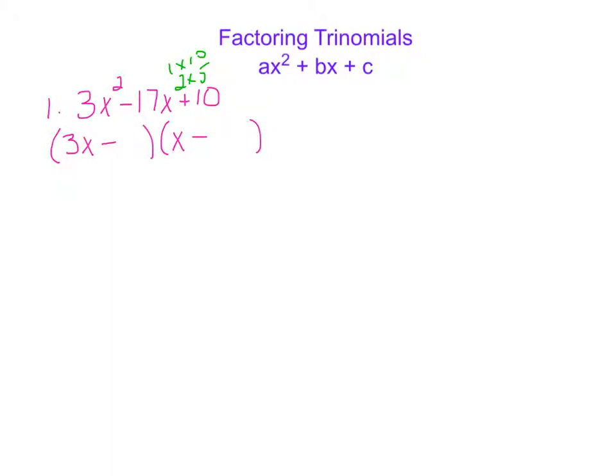Well, 3 times 5 is 15, and that gets me really close to 17, and then 2 times 1 is 2, so 15 and 2 will give me a 17. Now remember, if you're going to do the guess and check, the key here is check. So if I FOIL this, I will get 3x squared minus 15x minus 2x plus 10. And if you combine your two middle terms, you will get a negative 17x. So our answer is 3x minus 2 times x minus 5.